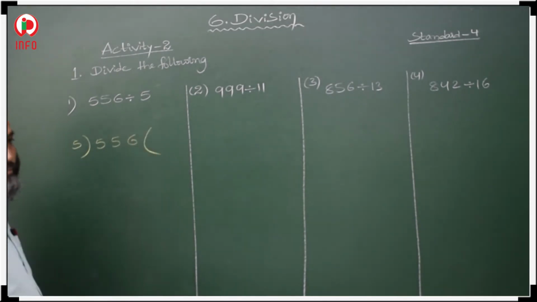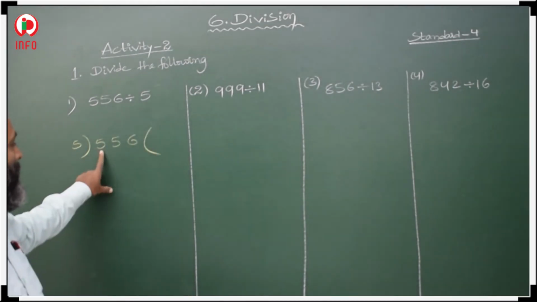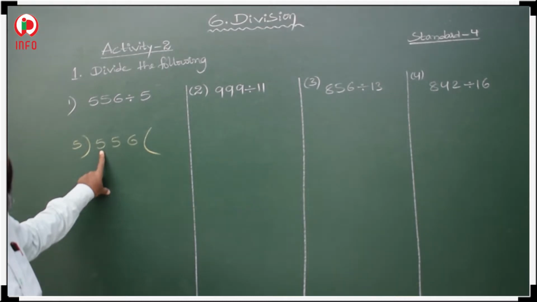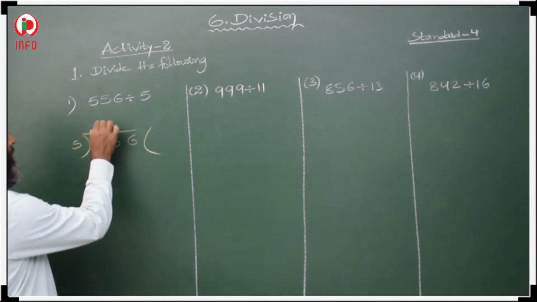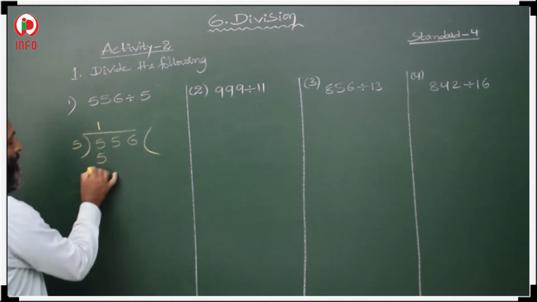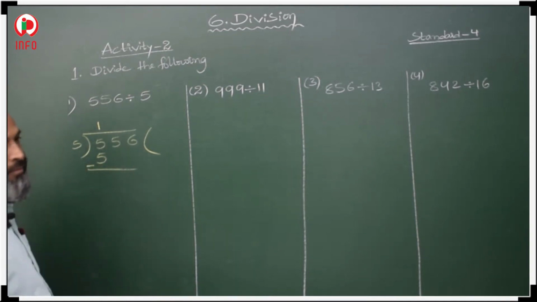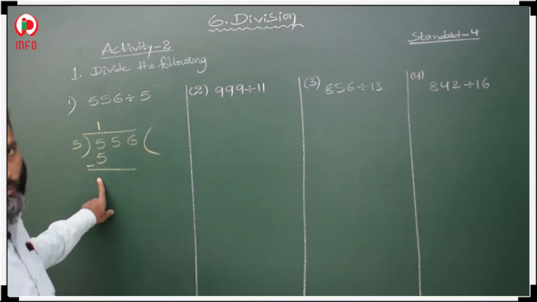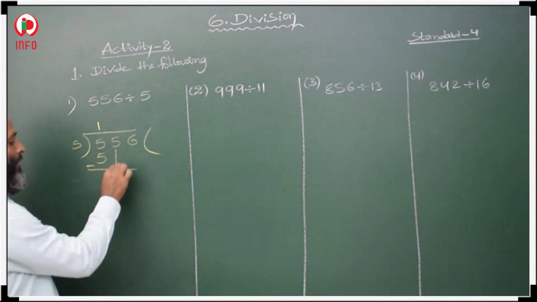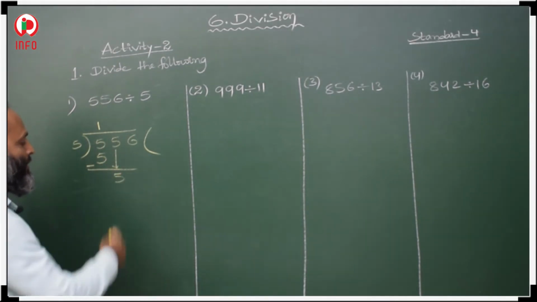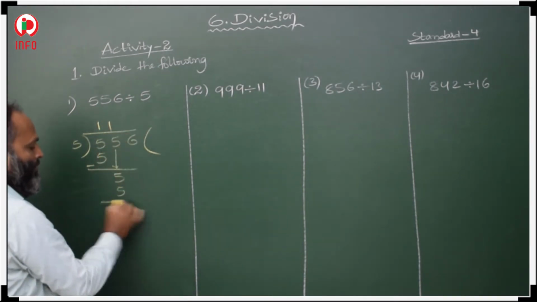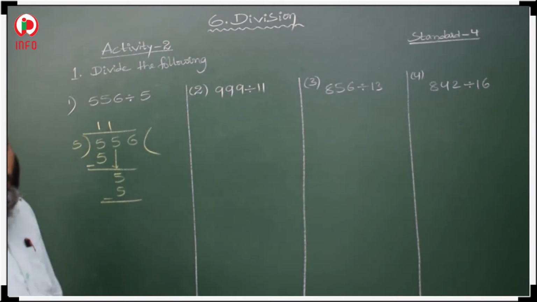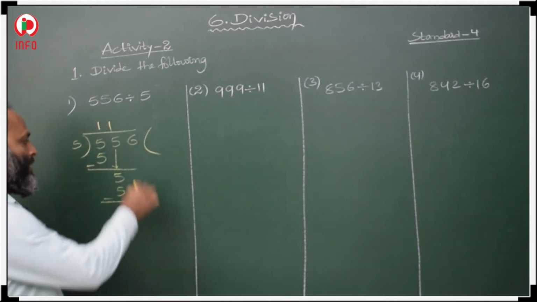556. First we have to take the extreme left digit, 5. 5 is equal to 5, no need to take the next place. Then 5 in 5, 5 ones are 5, 5 minus 5 is 0, no need to take that 0. Then you take the next 5, 5 ones are 5, 5 minus 5 is 0, no need to take 0, then 6.